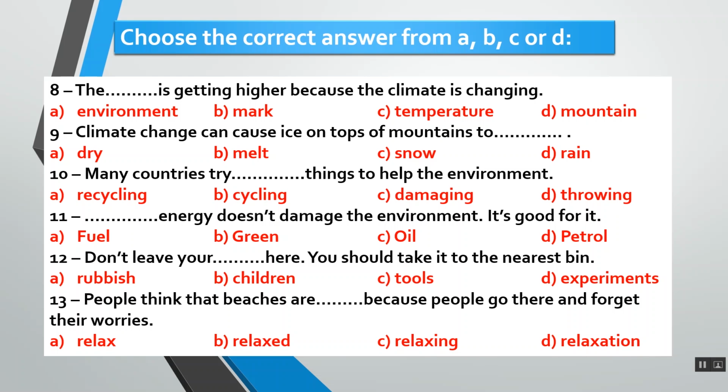Okay, let's know the answers. The temperature is getting higher because the climate is changing. Climate change can cause ice on tops of mountains to melt. Many countries try recycling things to help the environment.